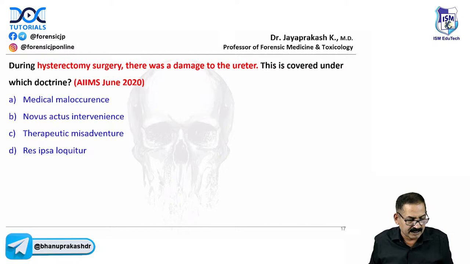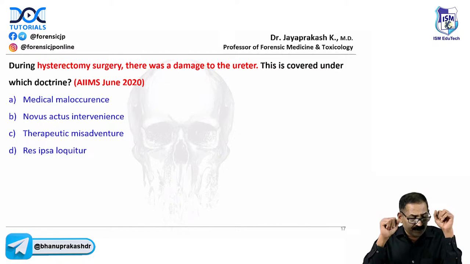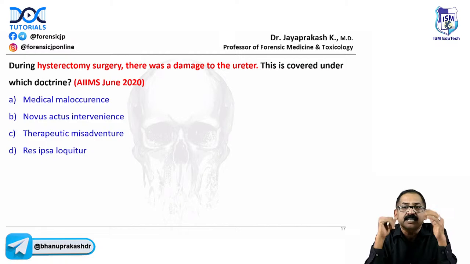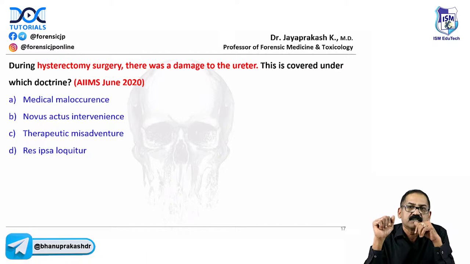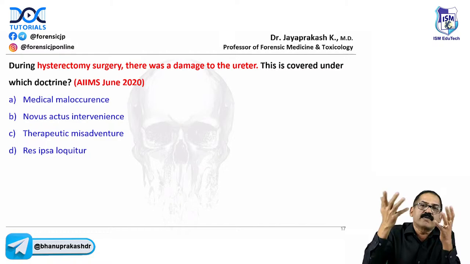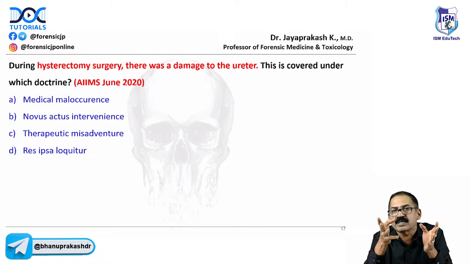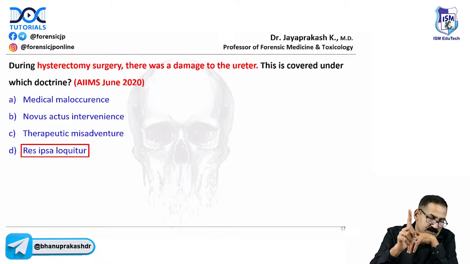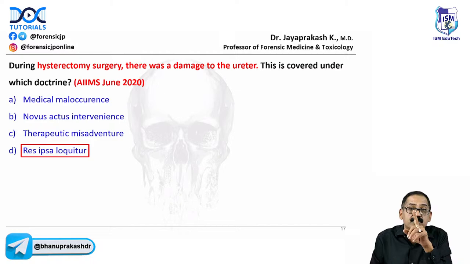Now, during hysterectomy surgery, there was damage to the ureter. This is covered under which doctrine? Many people started giving the answer that it is medical malocorrence. I don't agree. Even many teachers said that the answer is medical malocorrence or therapeutic misadventure. No. What I say is, it is the duty of the gynecologist or urologist, whoever the surgeon is, not to injure the ureter. You have to separate the ureter and remove the uterus. So, according to me, it is res ipsa loquitur.